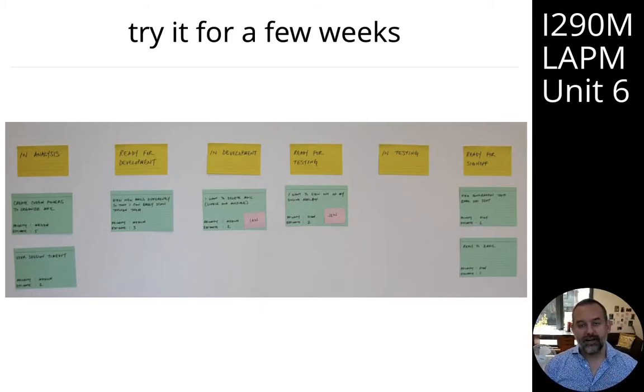Let's now talk about how we track work over time. A great way to do that is to stick the cards on a wall or a whiteboard, just as is shown in this photo, where you have a column for each status. So here we have in analysis, ready for development, in development, ready for testing, in testing, ready for sign off or acceptance. And you put the cards in those columns.